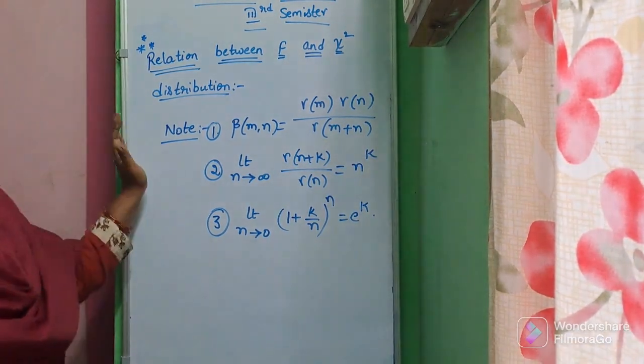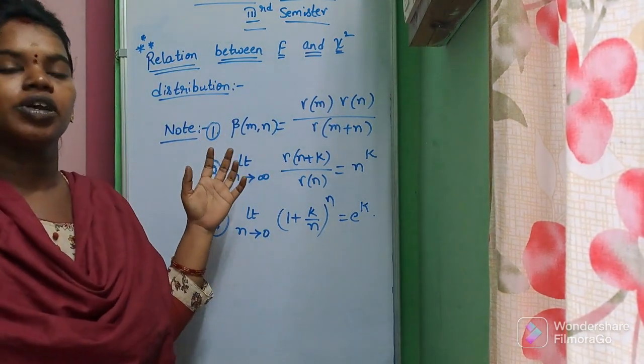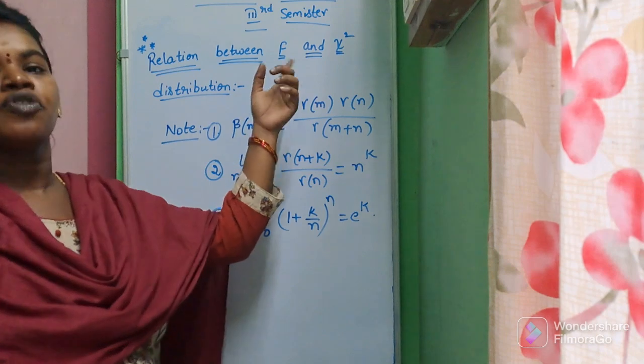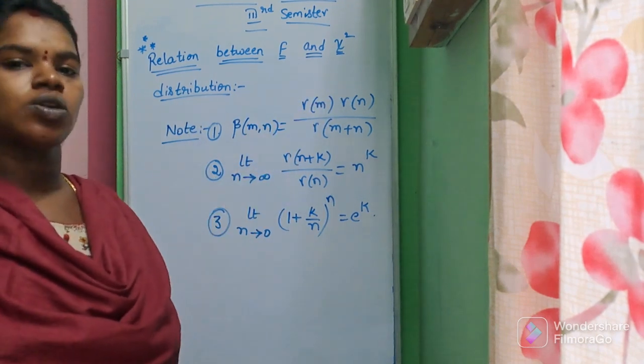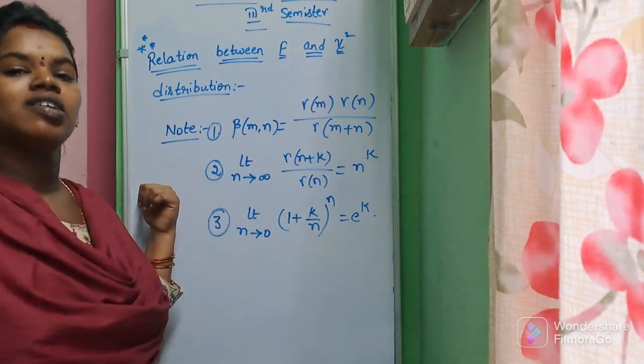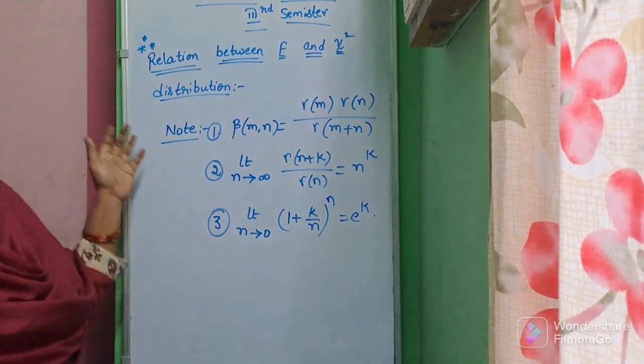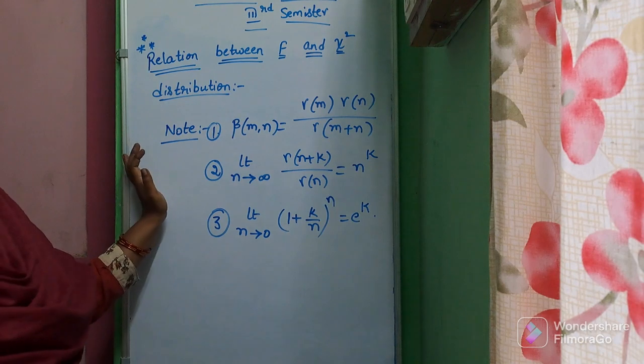An important topic is the relationship between F and chi-square distribution. Here we have two types of relations. First one is F and chi-square, and F and t distribution also exist. But this F and chi-square is very important. And before going to this topic, we have to learn some formulas.